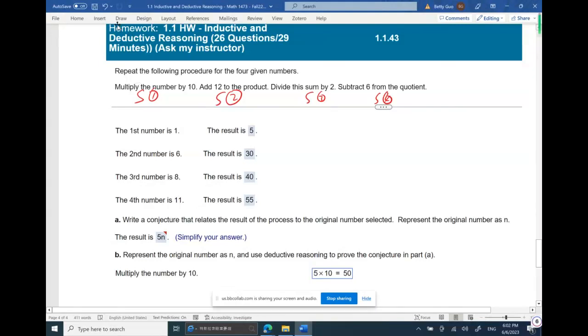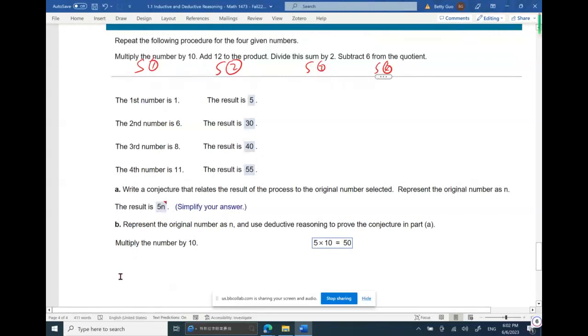So let's do the first number first. The first number that is given is 1. So we multiply 1 by 10. 1 times 10, we have 10, right? So that's the first step. Second step, add 12 to the product. So add 12 to 10. 10 plus 12 gives us 22. Second step.